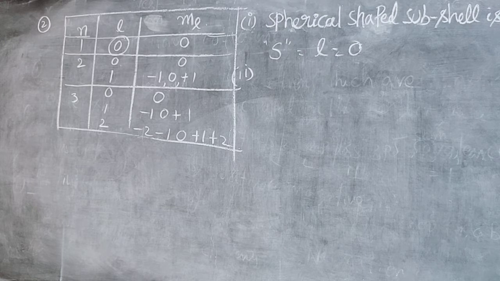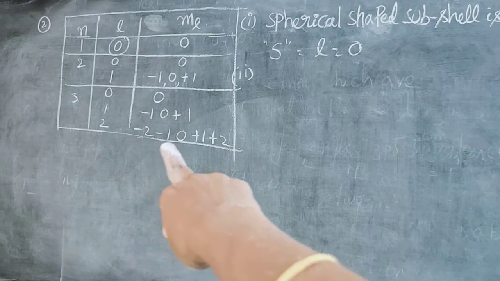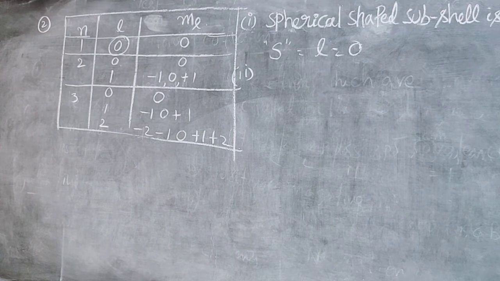What is the next question? The fourth one. What is the shape of the subshell for L equal to 2? What is the orbital attached? That one is the D subshell. What is the shape? Double dumbbell. Next, in the same question, what is the maximum number of electrons that can occupy this subshell? 10 electrons.